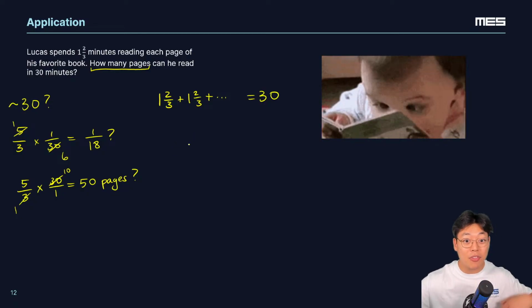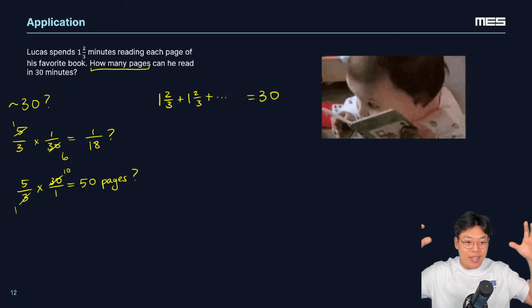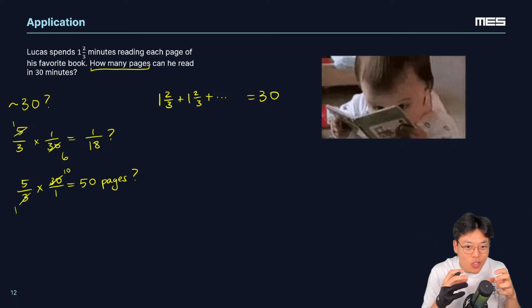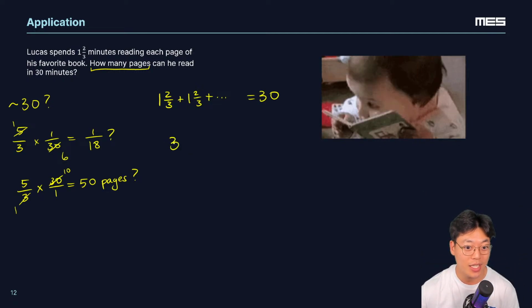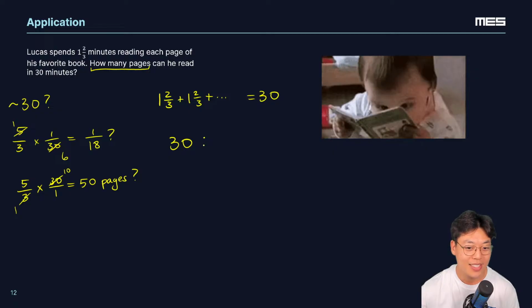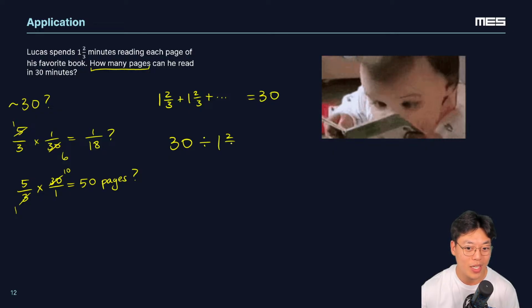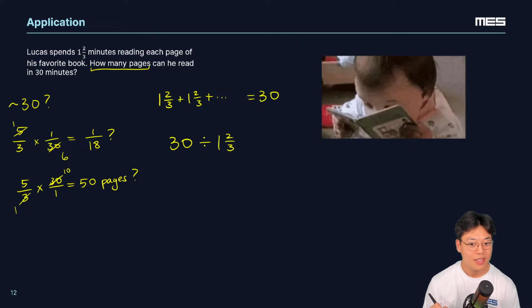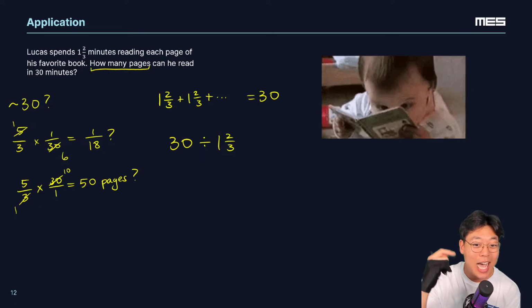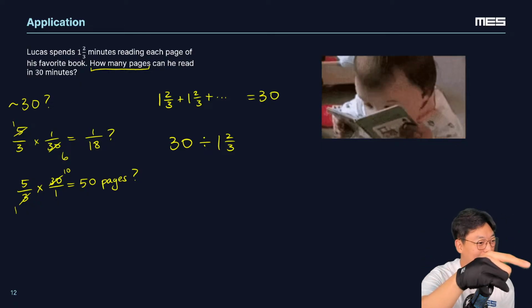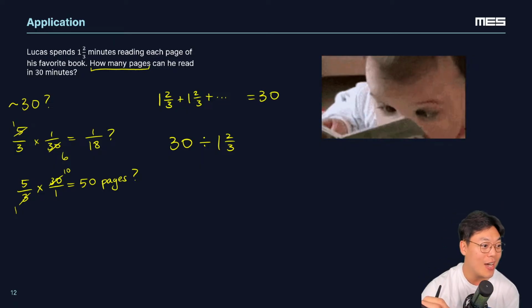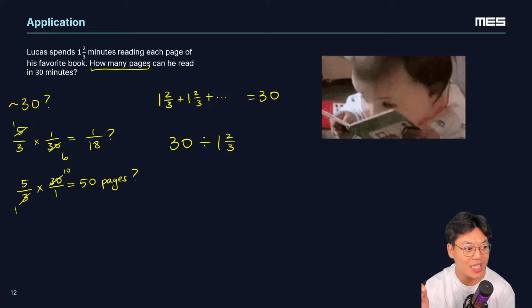So what if we have 30 as a whole? We want to find out how many times this 1 and 2/3 goes into the whole of 30. Can we do 30 divided by 1 and 2/3? We're dividing 30 to see how many times 1 and 2/3 goes into 30. And I like how you're guessing a number less than 30 now, Max. But let's see where this gets us.